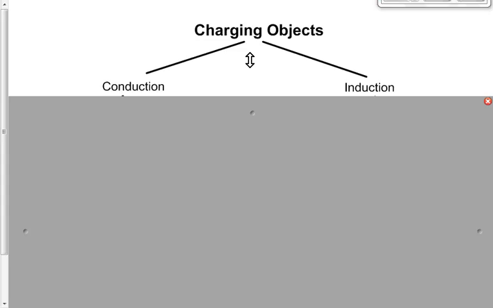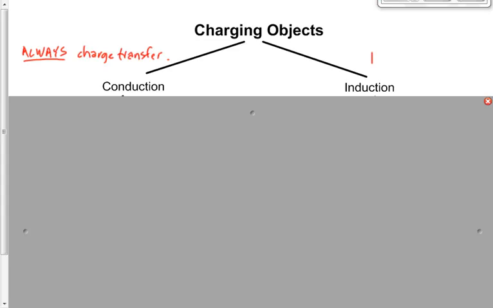Conduction always involves a charge transfer. And remember, it's not protons that transfer. Protons are tightly bound in the nucleus. They're stuck where they are. If something's going to transfer, it's going to be electrons. So really what we mean here is that conduction always involves electron transfer. Electrons go from one object to the other or from the second back to the first. Electrons always move from one thing to the other in conduction.